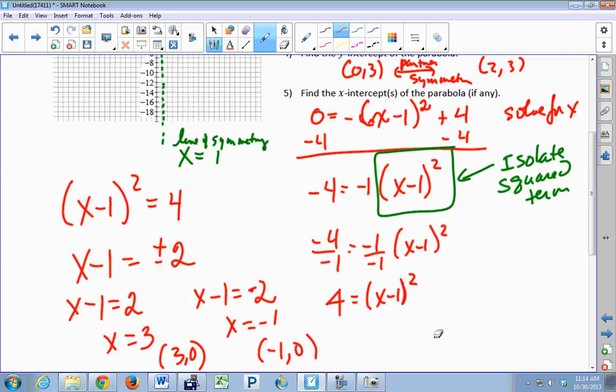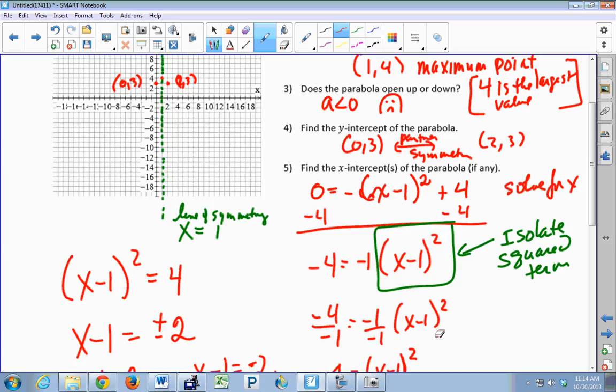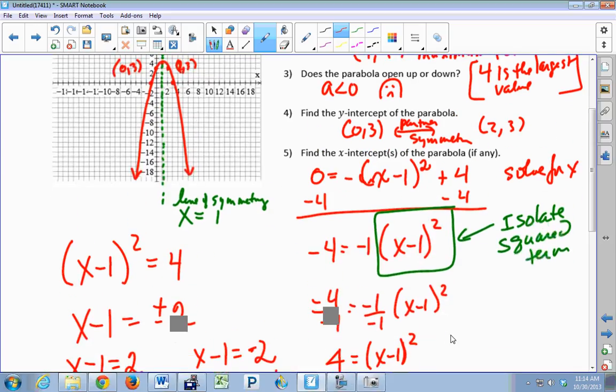So now I go up to my graph and I plot those points, 3, 0, and negative 1, 0. And then that's enough for me to do a nice quick sketch of my transformed parabola. Okay? So those are the steps.